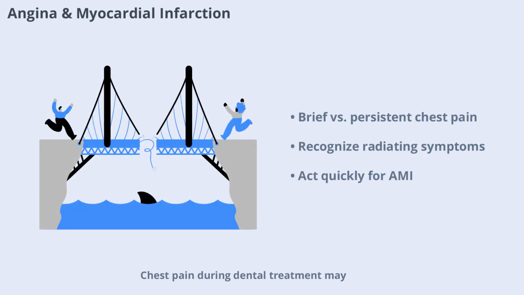Chest pain during dental treatment may indicate angina or even a heart attack. Angina is brief and resolves with rest or nitroglycerin, while myocardial infarction is more severe and persistent. Symptoms include chest heaviness, shortness of breath, and pain radiating to the arm or jaw. Immediate recognition and action are essential.